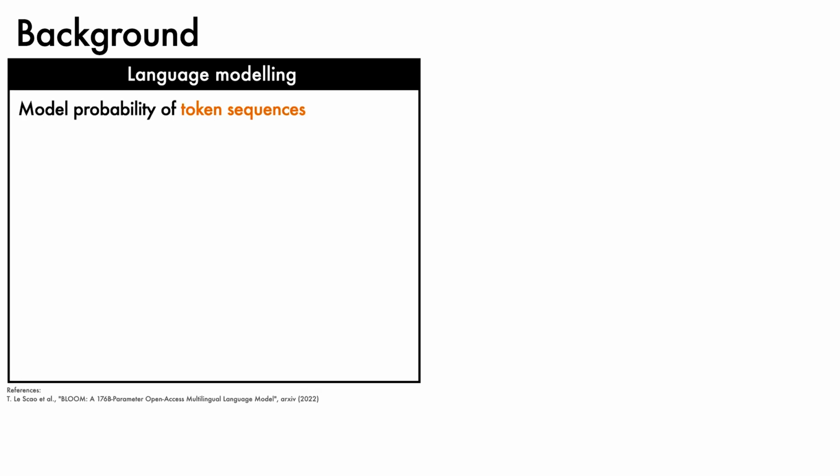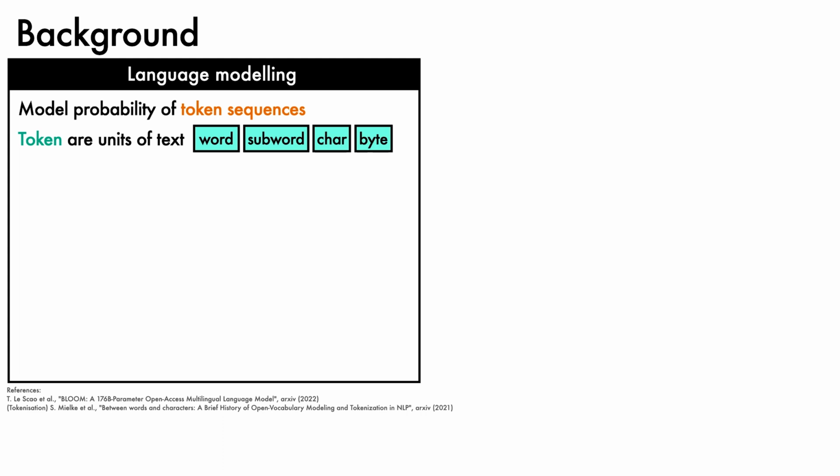Before looking into Bloom, we'll do a brief review of some background ideas. This work focuses on language modeling, which is the task of modeling the probability of token sequences. Here, tokens are some units of text. They can be a word, subword, character, byte, or indeed any other form of suitable text representation.